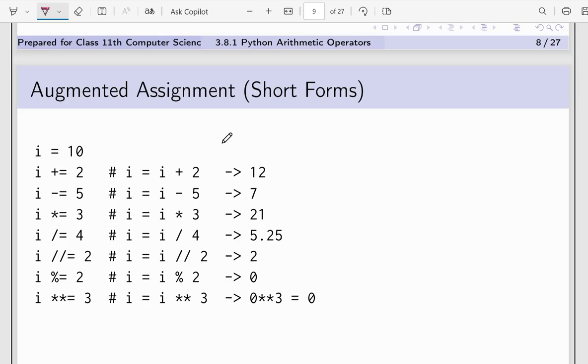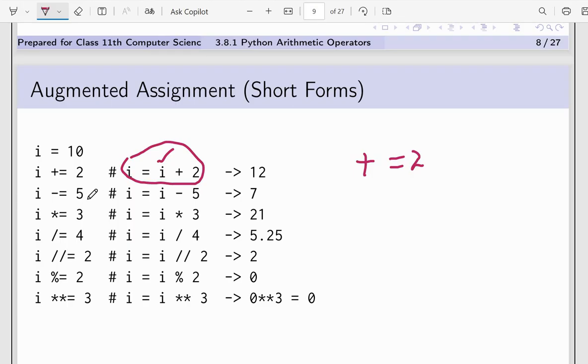Augmented assignment, the short form. I equal to 10. You can write I equal to I plus 2, or the short form: I plus equal to 2. First the operator, then the equal sign. Be careful and remember this: first the operator, then the equal sign.